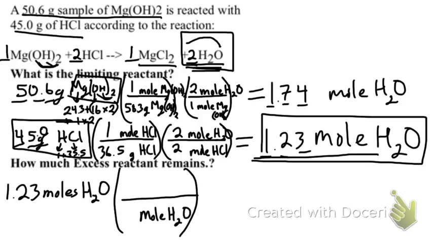Because we want to figure out how much is left over, so we need to get to grams of magnesium hydroxide. So we'll go moles of magnesium hydroxide. Because this is the mole to mole ratio, we'll get these numbers from the balanced chemical equation. There's a 1 in front of magnesium hydroxide and a 2 in front of water.